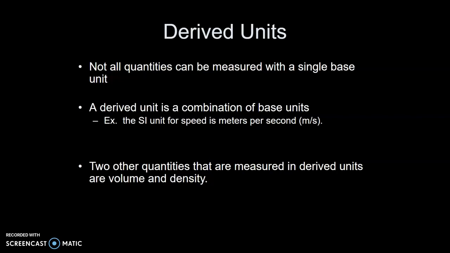The easy way to tell if it's a base or a derived unit is this: if it's a derived unit, it's going to have more than one unit in it. Meters is a base unit. Second is a base unit. Meters per second, because there are two base units there, is a derived unit. Other quantities that are measured in derived units are volume and density. Density is mass per volume.